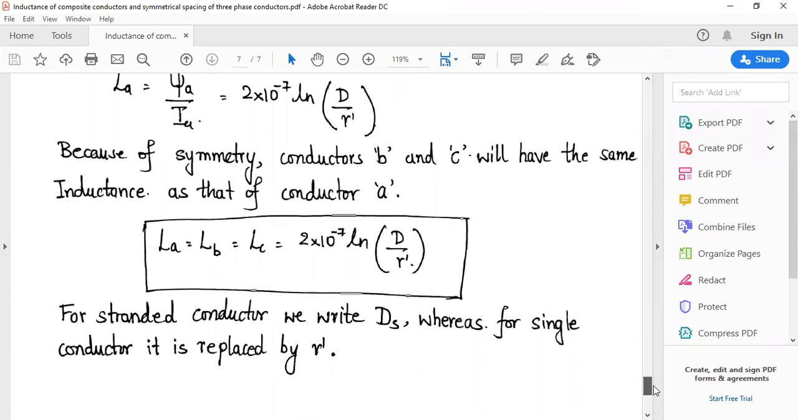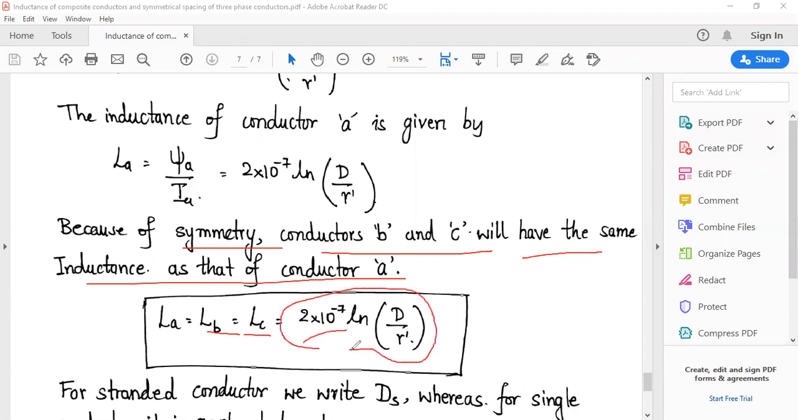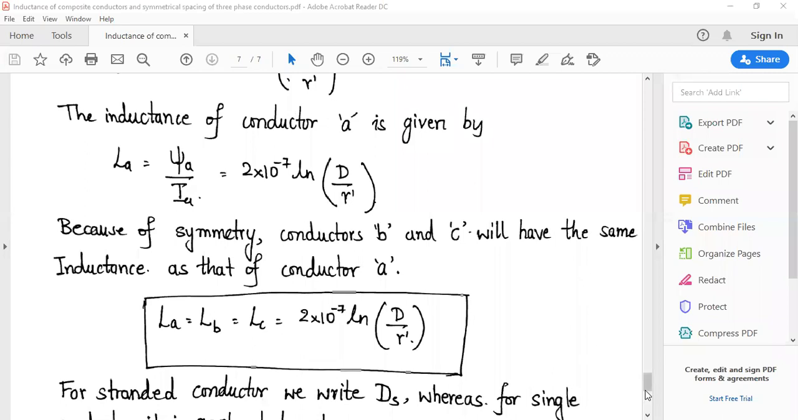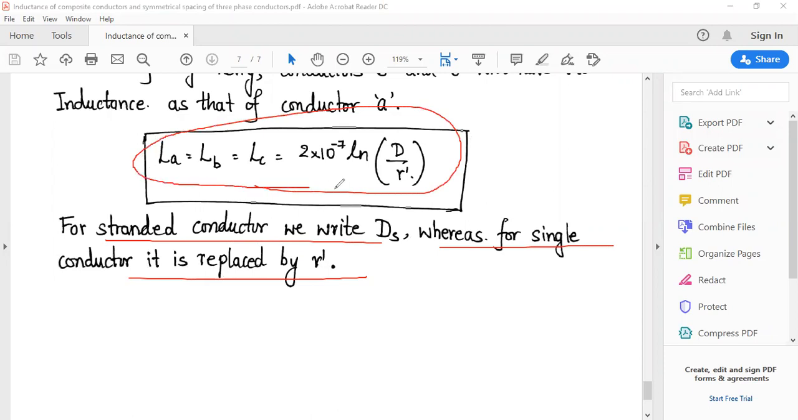The same expression is valid for both the remaining phases, that is LB and LC. You can calculate it as LB and LC because of the symmetry, the conductors B and C will have the same inductance as that of conductor A: 2 into 10 power minus 7 ln of D divided by r dash. Next, for a standard conductor, I can write r dash to be Ds. D divided by Ds can also be written, and that's the final expression for the three-phase line with symmetrical, equilateral spacing of the conductors. So this is one thing that you can remember, and you can rewrite the equations that are being present there.